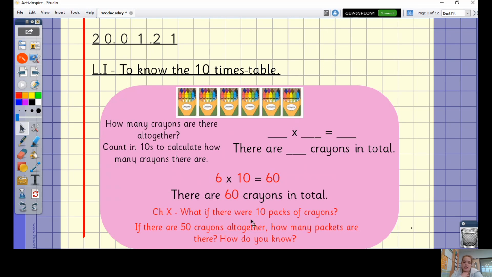And then another question for our challenge X: if there are 50 crayons altogether, how many packets are there? So remind yourself of how we worked this one out last lesson. Remember, we counted up in the multiples until we got to that total to find out how many groups. So here, we need to count up in tens until we get to 50 and find out how many groups of 10 there are. So count with me in tens. 10, 20, 30, 40, 50. Okay, so there are 5 packets of crayons if there are 50 altogether.